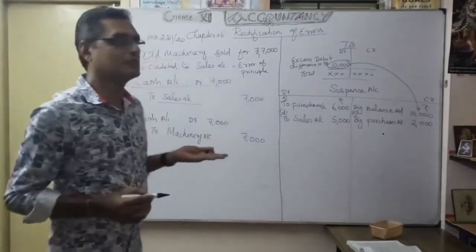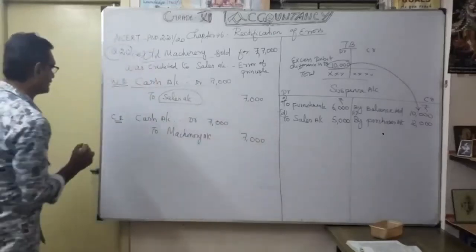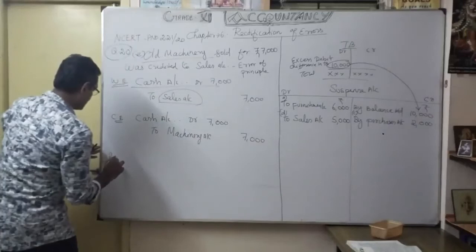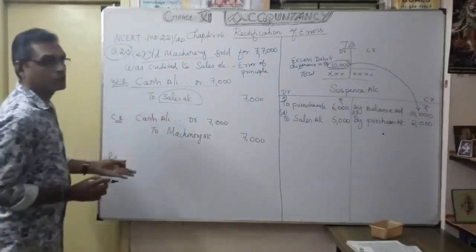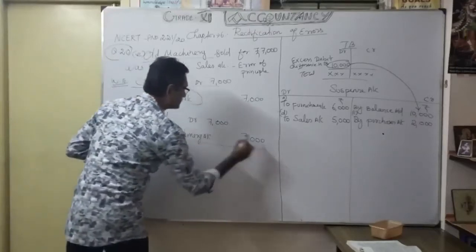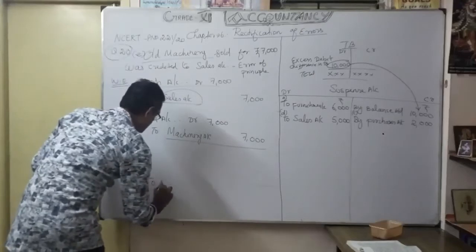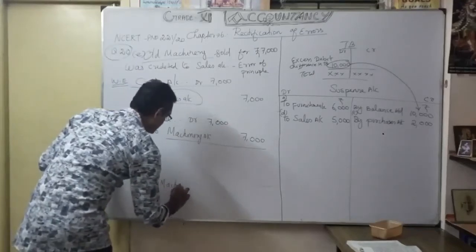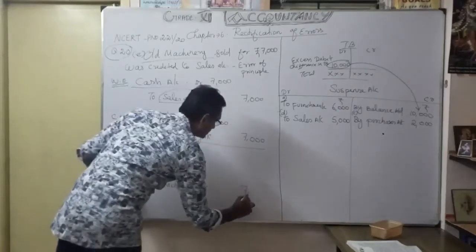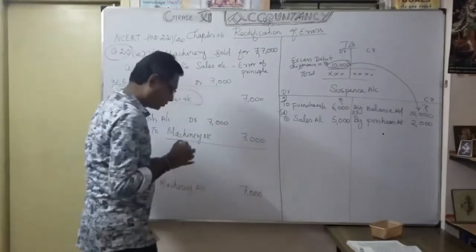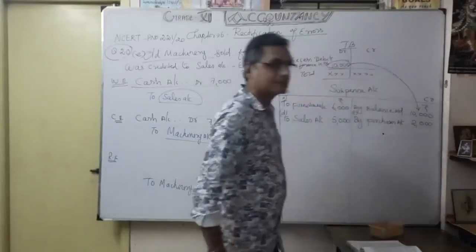That's the correct entry we are supposed to pass. But what happened? They wrongly gave credit to sales account. So what's the rectification entry? You know very well. Rectification entry. Anyway, you go into credit as a machinery account. Correct. So that's why I am giving effect to machinery account. Okay. Machinery account, how much? 7,000. Okay. So what should be the debit? That is very interesting here. So what should be the debit here?